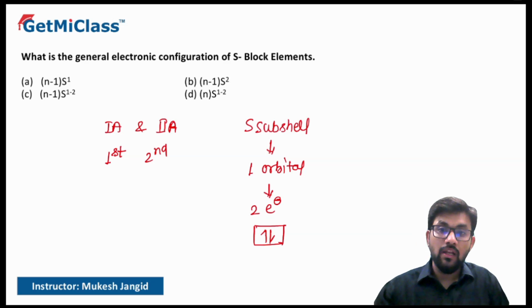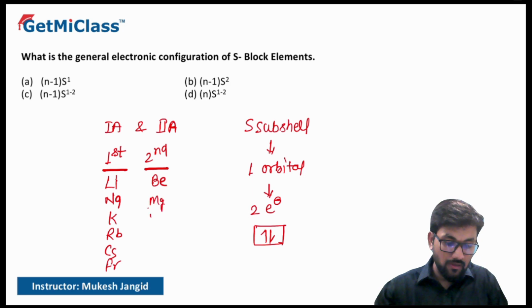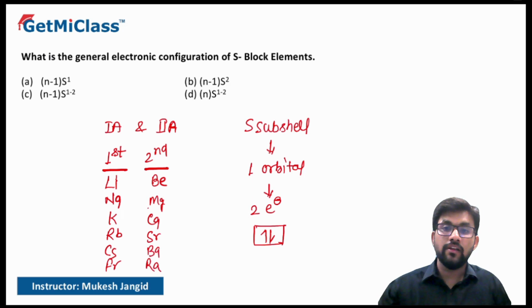There are a total of 12 elements taken in these two groups: lithium, sodium, potassium, rubidium, cesium and francium. Likewise, we can say beryllium, magnesium, calcium, strontium, barium and radium. So these are the 12 elements categorized under the first and second group.